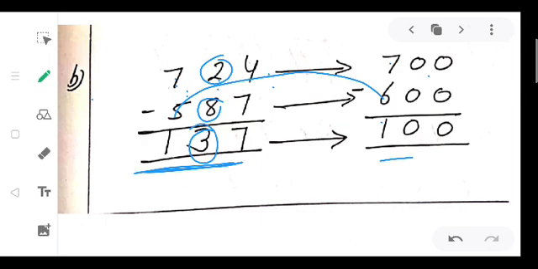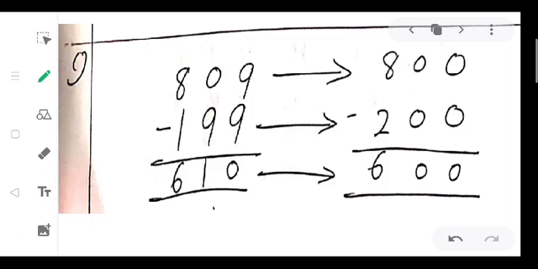The tens place digit is less than 5, so the hundreds place will remain the same: 100. Clear? Same with this one. So you can do it in both ways.